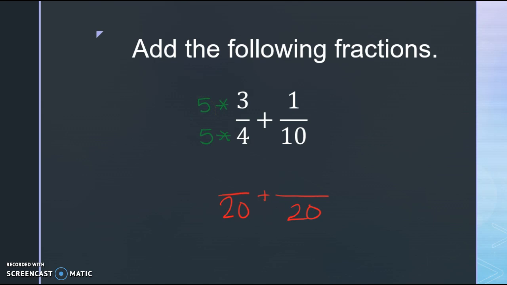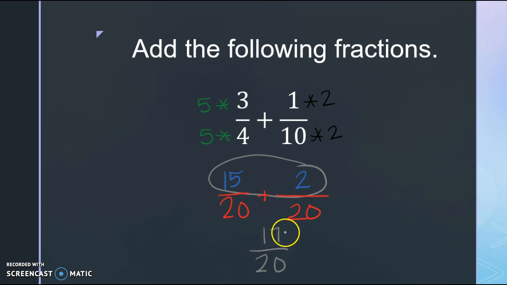And then when I look at 1/10, I change my denominator to 20 by multiplying by 2. So I have to do the same thing to my numerator. So my two bottom fractions now should be 15/20 plus 2/20. Now, again, remember, once you have that common denominator, that's going to stay the same. So our final answer is going to have a denominator of 20. We do not add our denominators, but we do add our numerators. So we've got a 15 and we've got a 2. We're going to add those together, and we get 17/20.